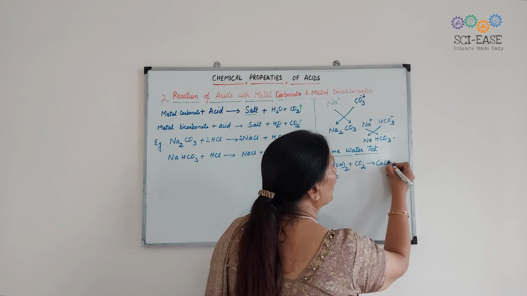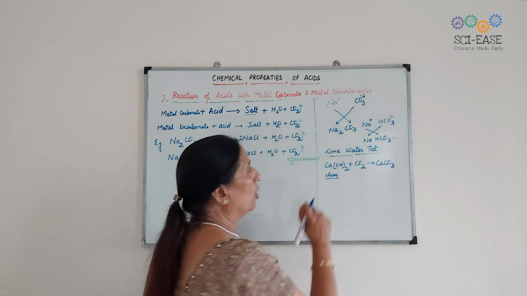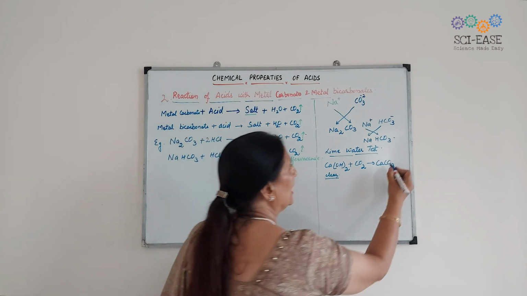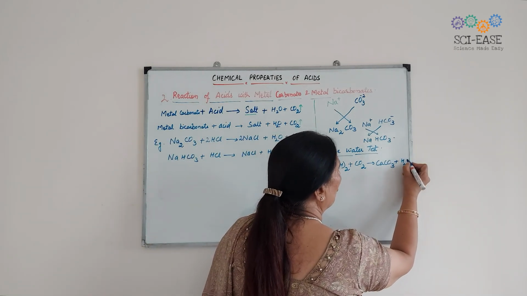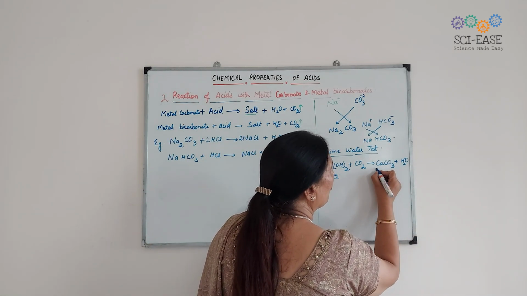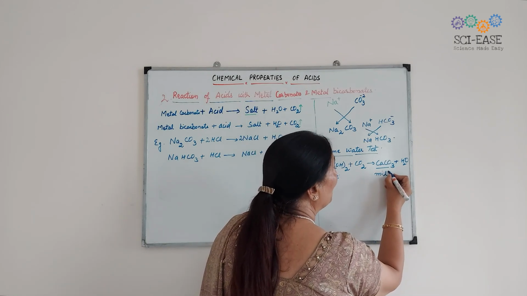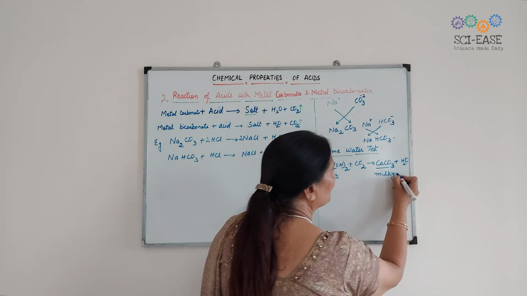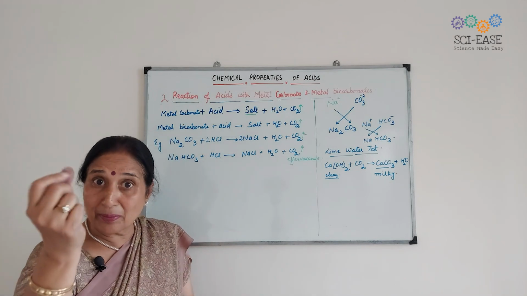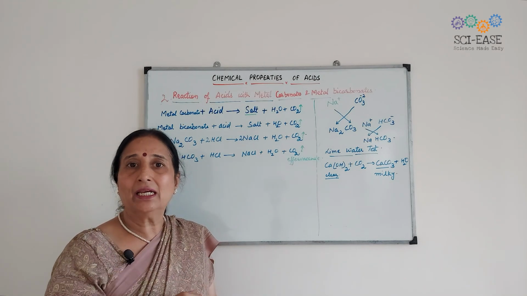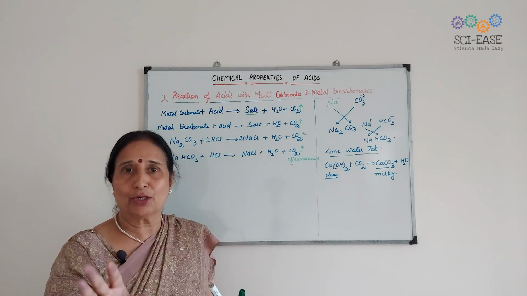Why milky? Because of the formation of calcium carbonate plus water. So this formation of the calcium carbonate will produce a milky solution. Milky solution means like milk. That will not remain a clear solution.